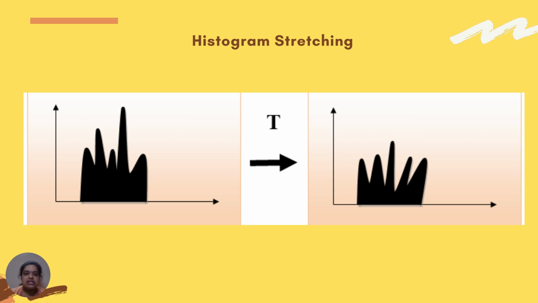The second one is histogram stretching. In histogram stretching, the contrast of an image is increased. The contrast of an image is defined between the maximum and minimum value of the pixel intensity. If we want to increase the contrast of an image, the histogram of that image will be fully stretched and cover the dynamic range of the histogram.